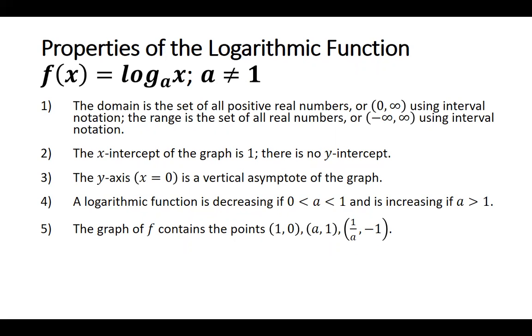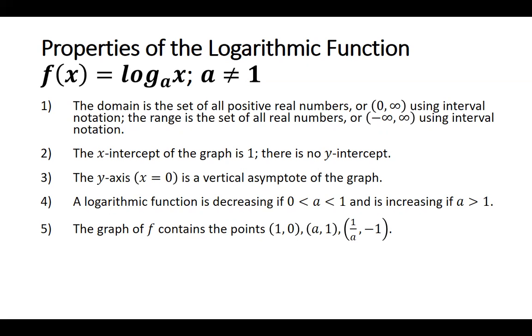Now, if you look at this, what we're seeing at this point, this should look familiar but different. X-intercept of the graph is 1. There is no y-intercept. When we were dealing with exponents, the y-intercept of the graph was 1. There was no x-intercept. For logarithms, the y-axis is a vertical asymptote. For exponents, the x-axis was a horizontal asymptote. Now, the increasing and decreasing, that stays the same with the a.